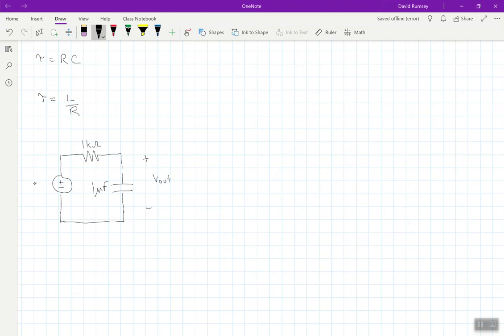And then the source is going to be a 4 volt peak to peak square wave, which you'll have to use your audio generator to create. I'll show you how to do that in a little bit. Now, before we do this, you should first measure component values.